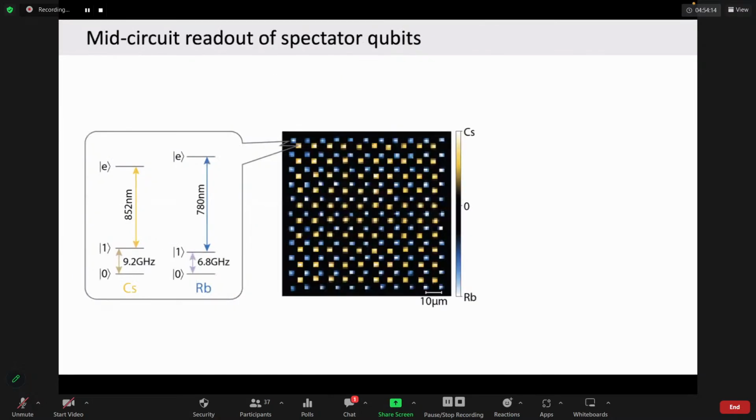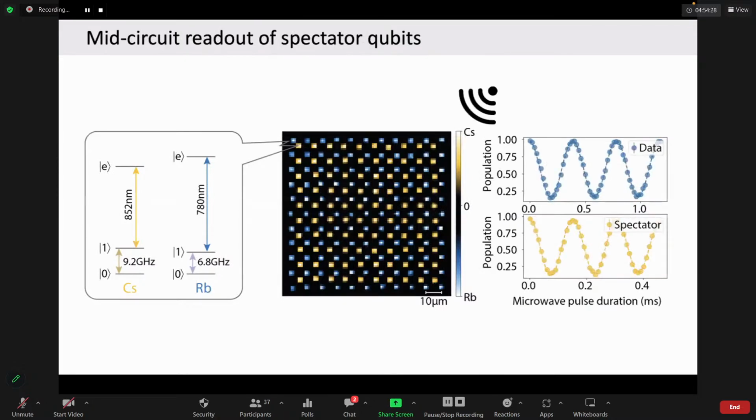So obviously, in our case, to implement it, we use the dual species approach. We set aside the cesium atoms as our spectator qubits and the rubidium atoms as our data qubits. And now we have these optical transitions. We also have the microwave transitions to manipulate the qubit states. And simply by dialing in a different frequency, we can choose which one we manipulate.